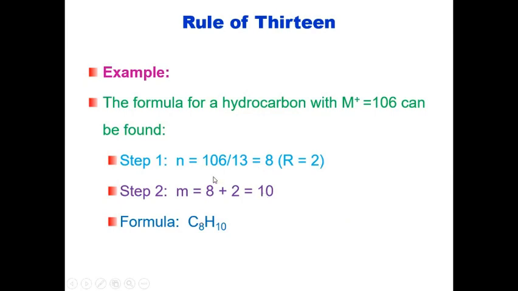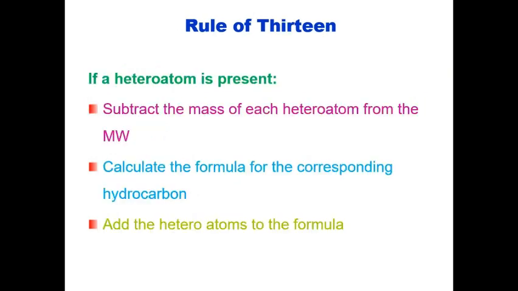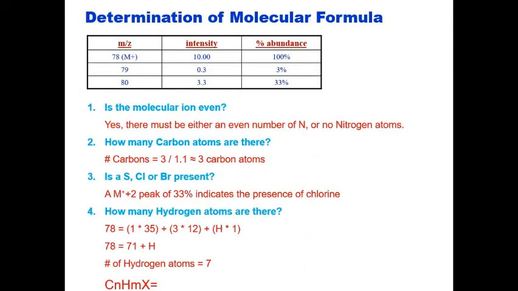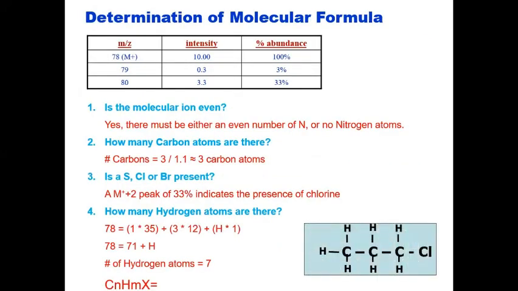So that means the number of carbon is determined by the value 8, and 8 plus 2 will give the number of hydrogen. So the molecular formula for that compound is C8H10. Then we have another rule of 13, and based on that we can determine the structure of any compound using this rule of 13.